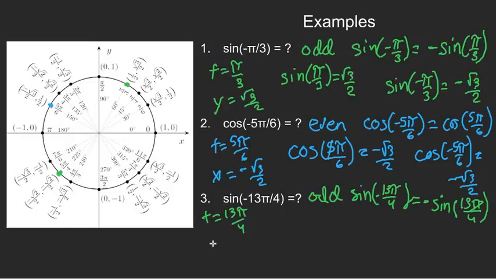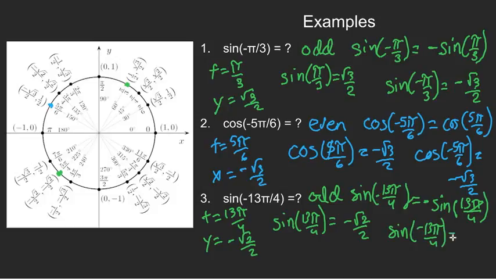So here we can see that the y value equals negative root 2 over 2. So sine of 13 pi over 4 is going to equal negative root 2 over 2. So we know that sine of negative 13 pi over 4 is going to be the negative of this value. So sine of negative 13 pi over 4 is going to just equal root 2 over 2.